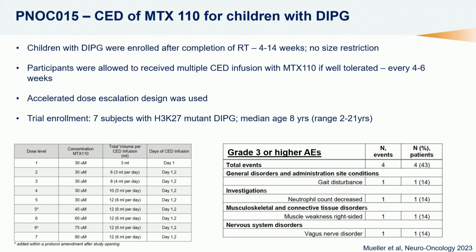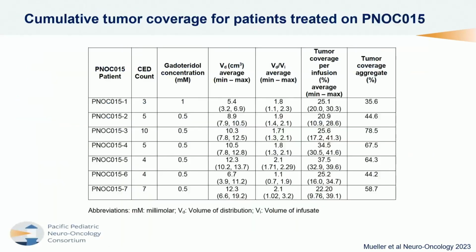We first escalated the amount of CED infusate, which you can see from 3 cc's to 6 cc's to 8 and so on. And then we went from day 1 to day 2 infusions. And then in a subsequent step, we also increased the concentration of the MTX110 solution. And so over time, we were able to increase, obviously, the tumor coverage given repeated infusion of MTX110 directly into the brainstem. But as you can see on the left-hand side, our tumor coverage aggregate ranged from 35% to the highest about 78%. And obviously for a more standard-based chemotherapy, that is not sufficient.